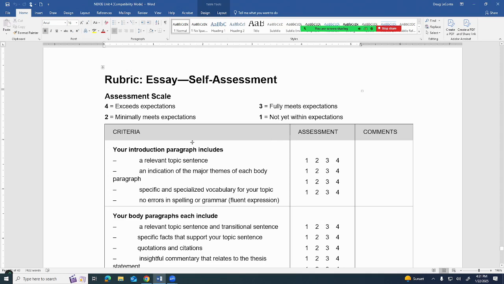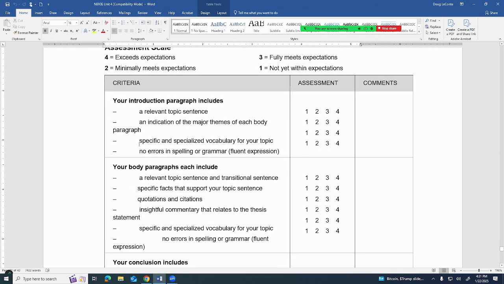So, when you look back or look at your essay before you hand it in, you look at this first topic here. Your introduction paragraph includes a relevant topic sentence, an indication of the major themes of each body paragraph, specific and specialized vocabulary on your topic, no errors in spelling or grammar. Right? So you can do an assessment after you look at and think about whether your essay contains all of these different criteria.